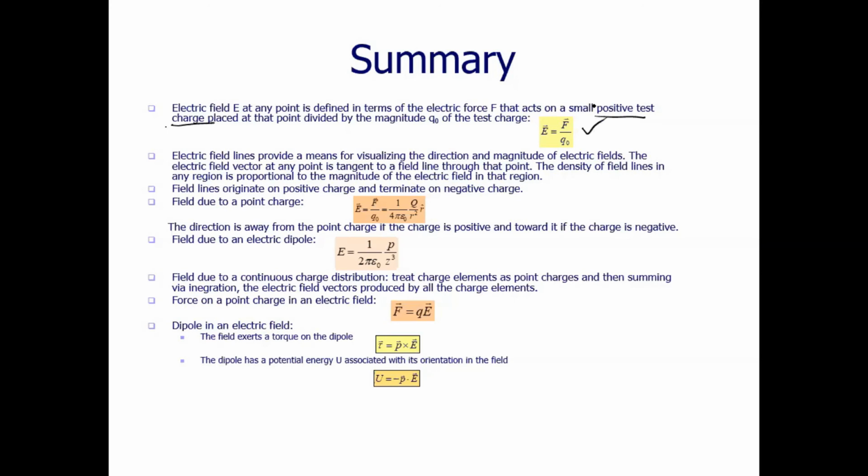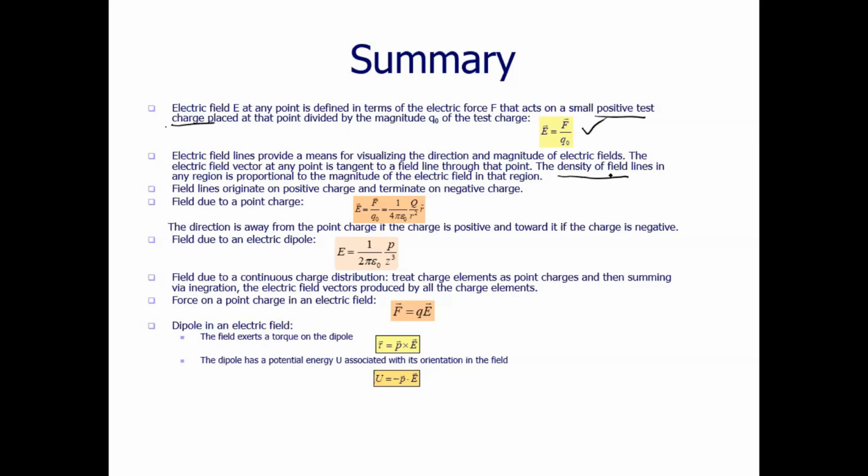Okay, the other thing that we learned is about the electric field lines. We say that it is a very good way of visualizing the electric field in terms of magnitude and direction. The direction is represented by the arrows, and the magnitude is represented by the density of the field lines.